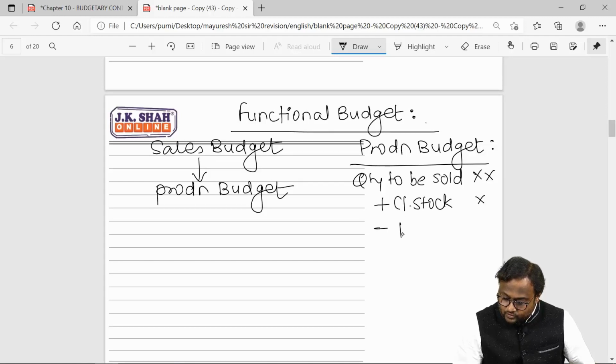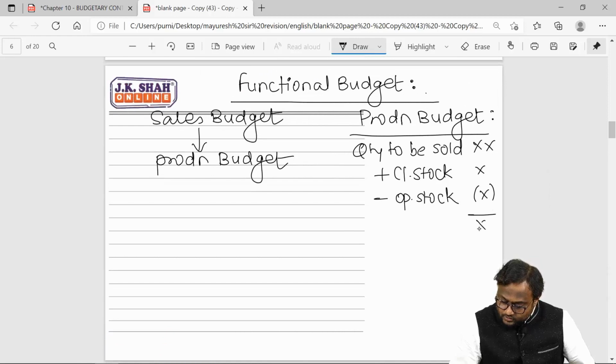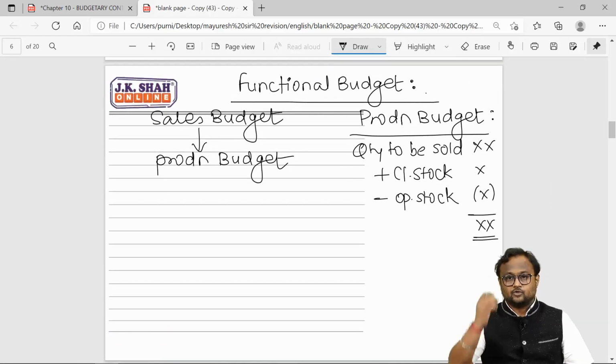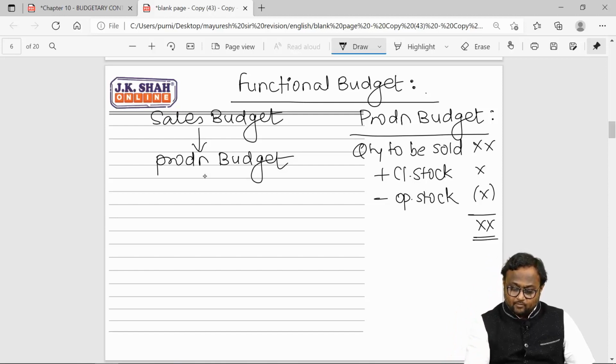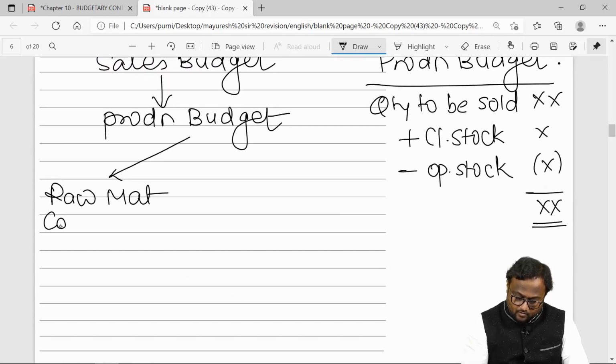Add closing stock of finished goods, subtract opening stock of finished goods, and you will be ready with the quantity to be manufactured. And the moment you get the quantity to be produced, you can easily find out how much raw material is required to be consumed. So this will be your raw material consumption budget.